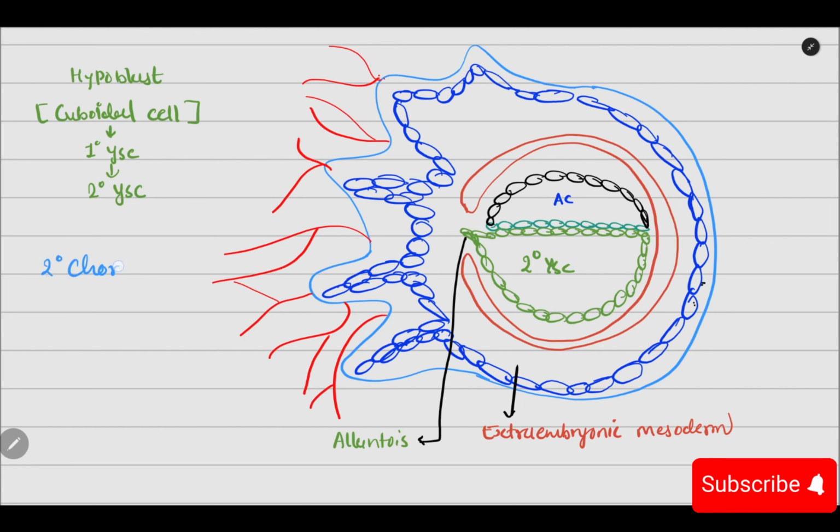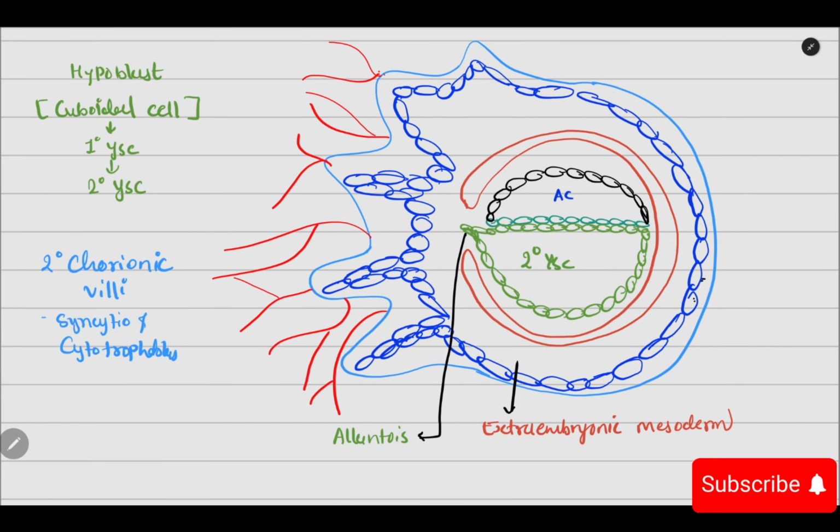In addition to the primary chorionic villi, the villi upgrade to secondary chorionic villi. Secondary chorionic villi contain syncytiotrophoblast, cytotrophoblast and extraembryonic mesoderm. On day 13 to 15.